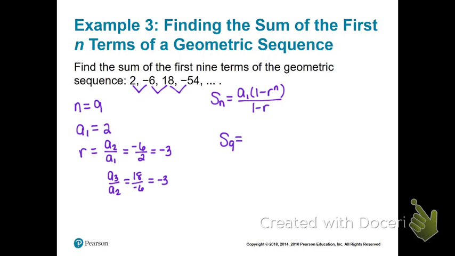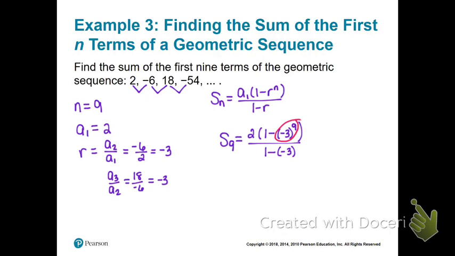All right, so back to our equation there. So the sum of the first 9 terms equals our first term, which is 2, times 1 minus r, which we said was -3, raised to the n, which is 9, over 1 minus the -3. Now notice, when I put the -3 in there, I didn't change it to a plus, because remember PEMDAS tells us we have to do exponents before we multiply, right? So I have to deal with that -3 to the 9th before I'm allowed to deal with the minus in front of it there.